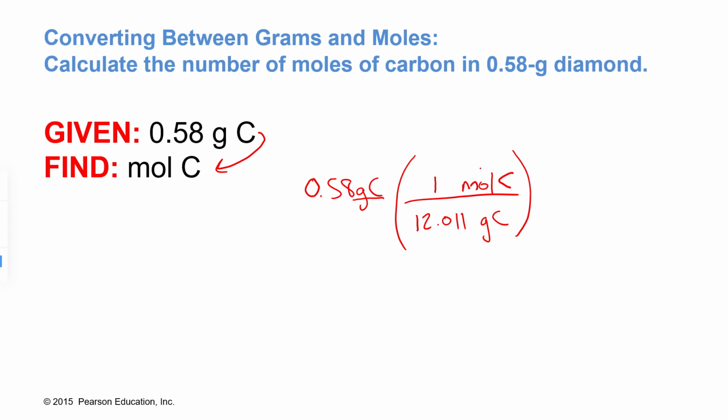So now we're going to solve this just like we do any unit conversion problem. These units cross off, we're left with units up here, and that's what we wanted to end up with. So we're going to multiply across the top, divide away the bottom. This becomes 0.58 divided by 12.011, 0.0448 moles.